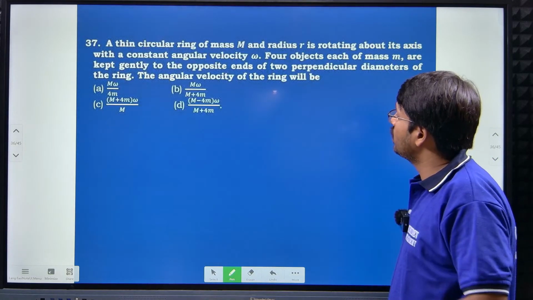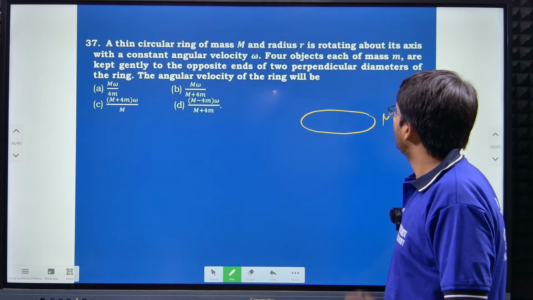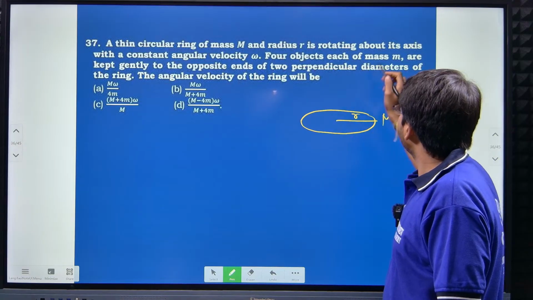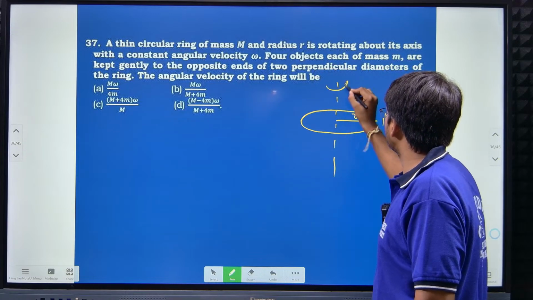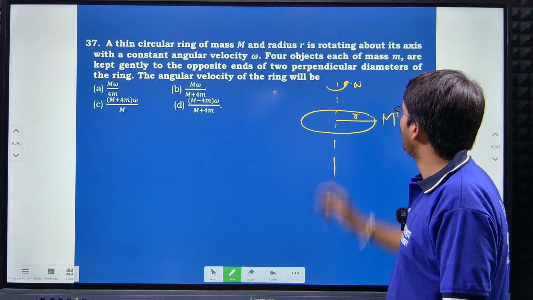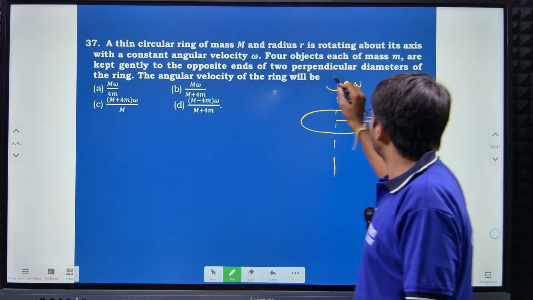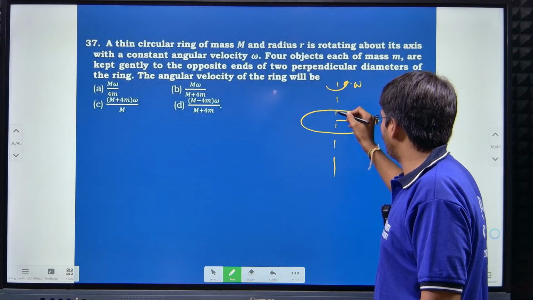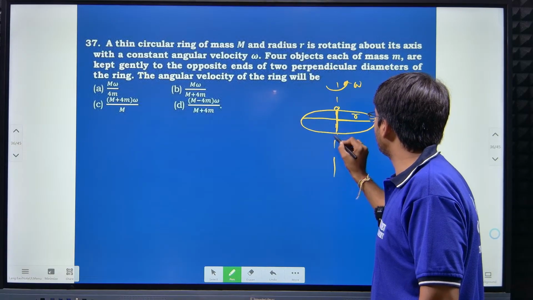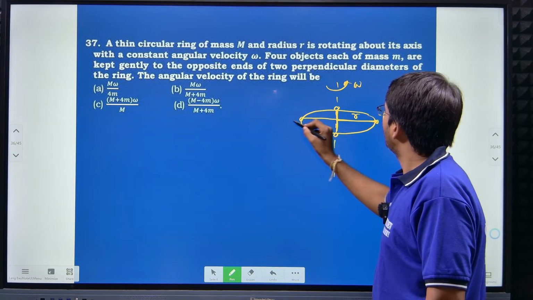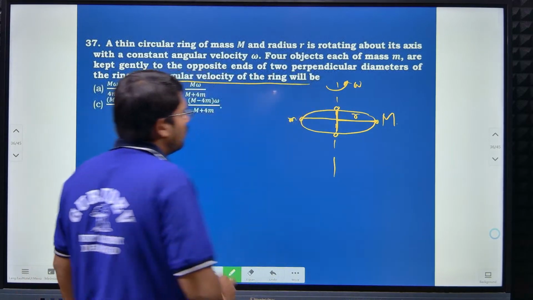Next, a thin circular ring of mass m, radius r, rotating about its axis with a constant angular velocity. Its axis means this particular one, rotating with the angular velocity omega. Four objects each of mass m are kept gently at the opposite ends of two perpendicular diameters. One diameter we can take, another perpendicular diameter is this particular one, and here we are placing the small masses m. Then what will be the angular velocity of the ring?